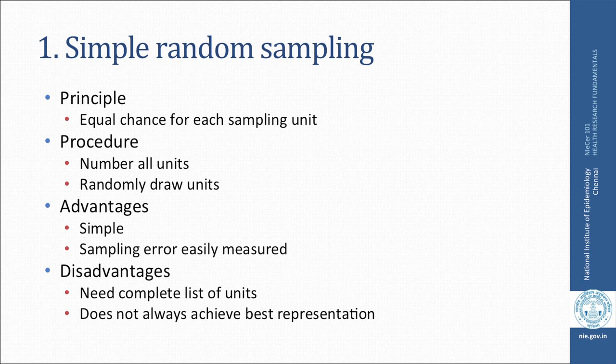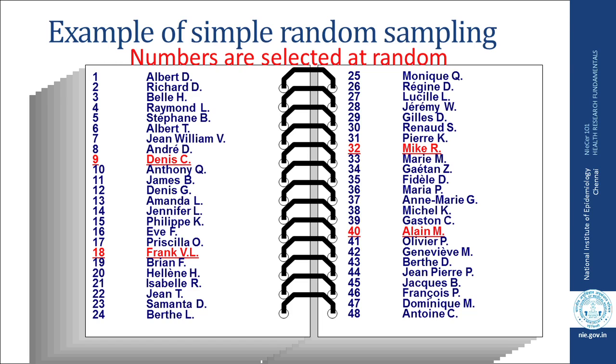The major limitation of this is that you need to have a complete list of all units. Many times it may not be available, and also sometimes you may get a sample which is very different from the whole population, and may not be very representative of the population. An example of simple random sampling: if you have a list of, say, 48 names, you pick random numbers such as 9, 18, 32 and 40. These are the names that are selected as your sample.